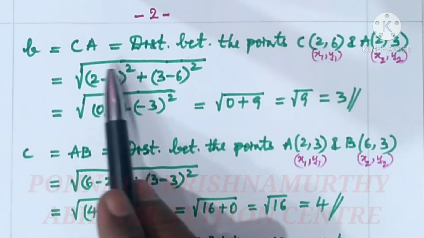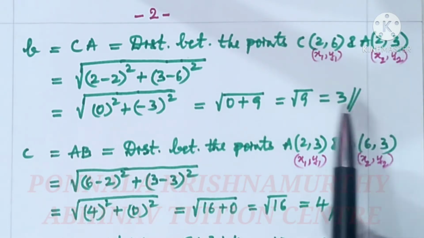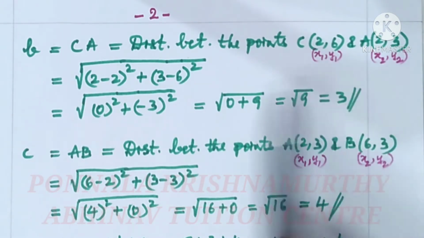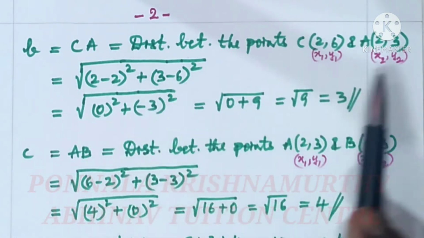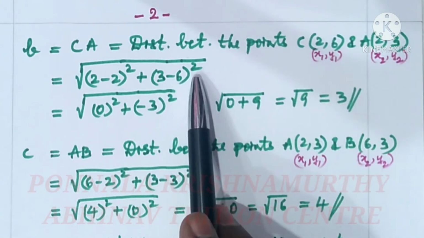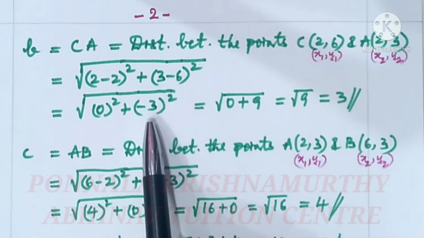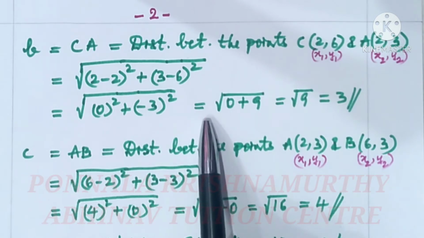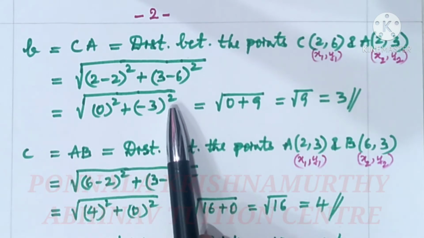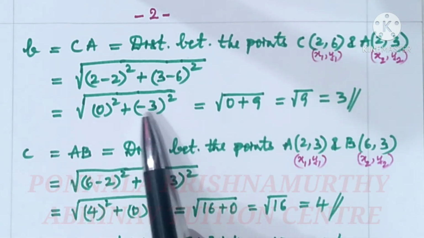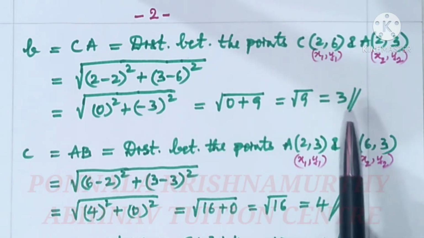Small b equal to CA, that is equal to distance between the points C (2, 6) and A (2, 3). This is x1 y1, this is x2 y2. That is equal to under root (2 minus 2) whole square plus (3 minus 6) whole square. That is equal to 0 square plus (3 minus 6 is nothing but minus 3) whole square. That is equal to under root 0 plus, since this is an even number, this minus becomes plus. So minus 3 whole square is plus 9. That is equal to root 9. That is equal to 3.